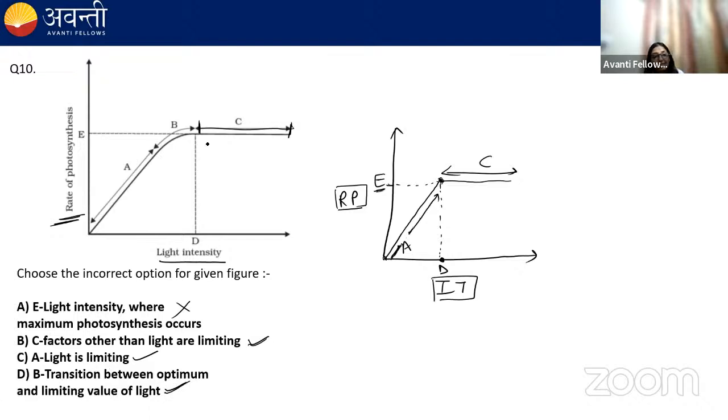Absolutely correct, because B shows the transition between the limiting and the optimum value of light. This is the value at which the rate of photosynthesis is maximum. So the question is asking to choose the incorrect option for the given figure. So the correct option is A. All right, I hope this is clear.